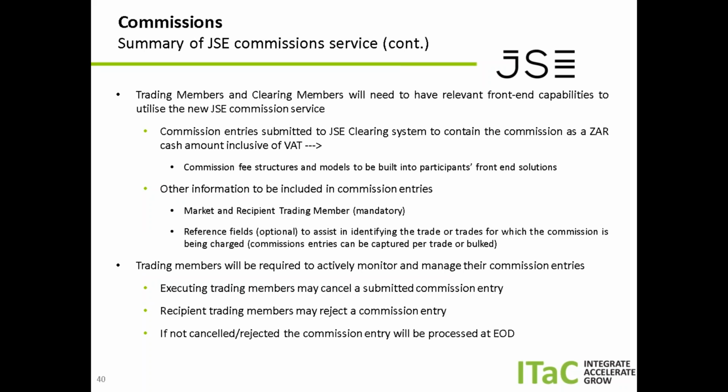So your trading member front ends will need to have capabilities for the commission entries to be submitted to the JSE clearing system, and thus the values that you submit need to include the VAT amount. The other information to be included in the commission entries, and which is mandatory, is the market and the recipient of that. When we speak about recipient, it's actually the trading member that's being charged the commission. So you have the initiator and you have the recipient. If you're going through the presentation, just think of it like that. The recipient is not the trading member that's receiving the commission. He is actually the trading member that's paying the commission.